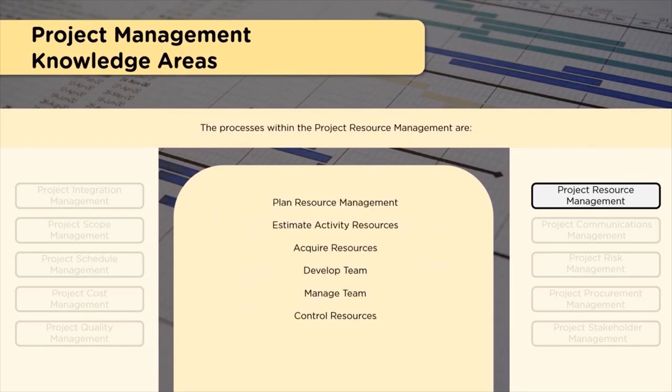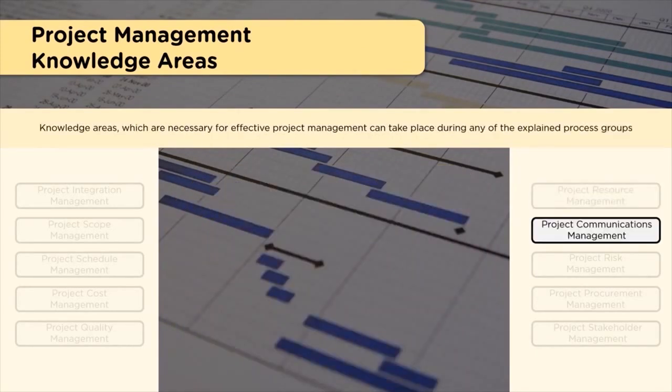So this knowledge area has around 6 processes: plan resource management, estimate activity resources, acquire resources, develop team, manage team, and control resources. Plan resource management and estimate activity resources are part of the planning process group. Acquire resources, develop team, and manage team are part of the executing process group, whereas control resources is part of the monitoring and control process group. So the next knowledge area we are going to look at is project communication management.